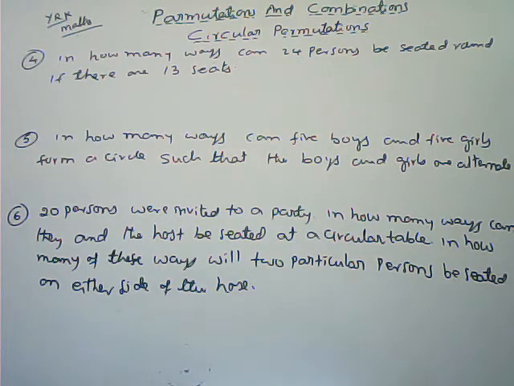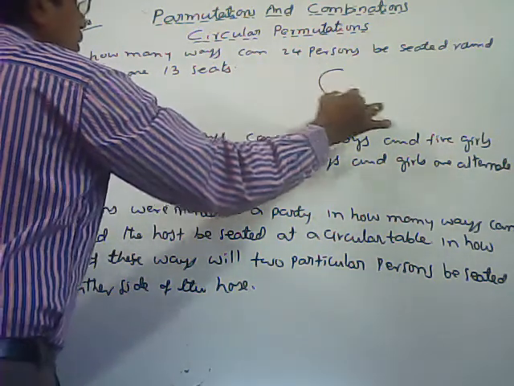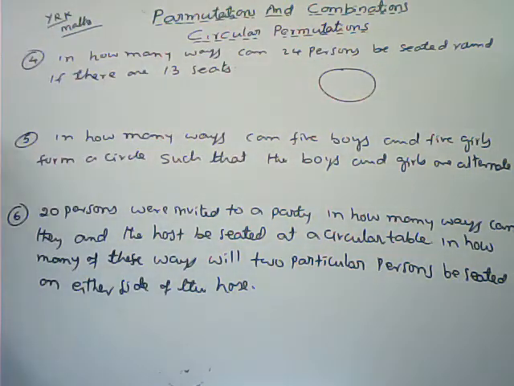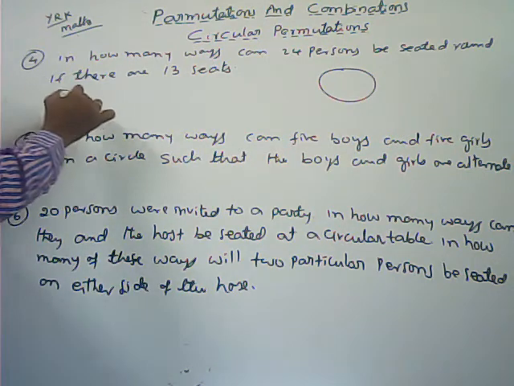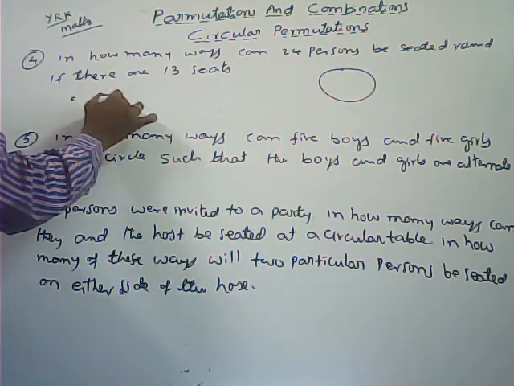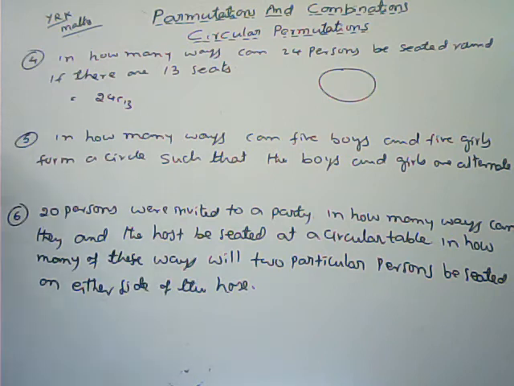Next one. In how many ways can 24 persons be seated around if there are 13 seats? Here only 13 seats are available at a circular table. But how many members are there? 24 persons are there. In how many ways can we arrange them at a circular round table? Total 24 are there. The total number of ways is, out of 24, selecting 13 persons. Selection, that is combination.